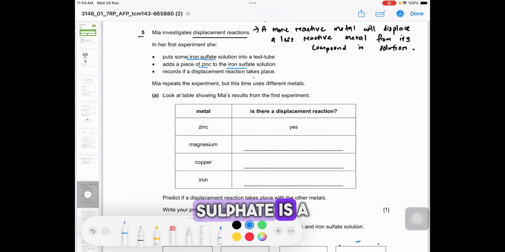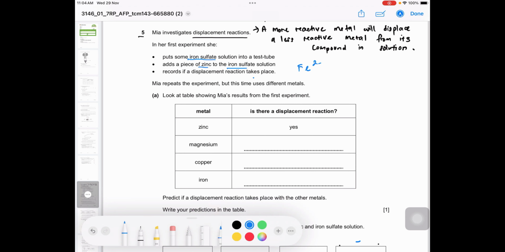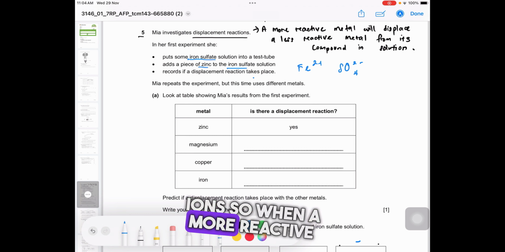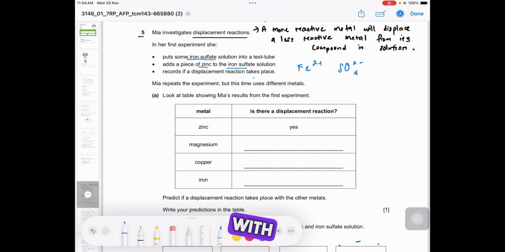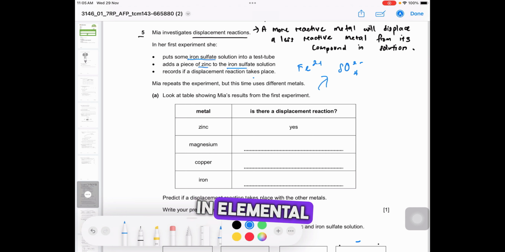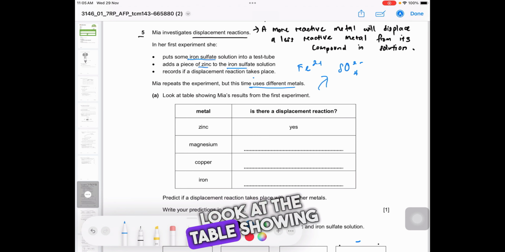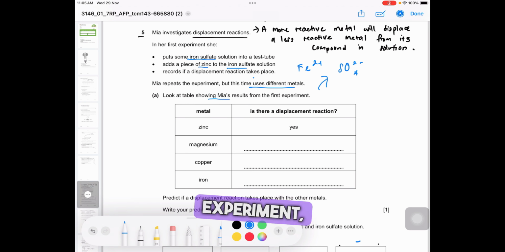So iron sulfate is a compound consisting of iron and sulfate ions. So when a more reactive metal comes into contact with iron sulfate here, it can displace ions in the compound, leading to a new metal sulfate and the formation of iron in elemental form. So now Mia repeats the experiment, but this time with a different metal. Look at the table showing Mia's result from the first experiment.